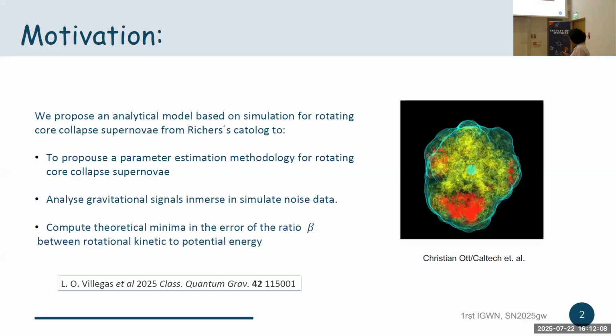Okay. The motivation for this work was to take a research catalog in order to simulate a phenomenological and analytical model to analyze the beta parameter, that is the relation between rotational energy and potential energy, and to try to estimate the parameter immersed in noise data. This work was published by Classical Quantum Gravity, and you can see this in the base data.